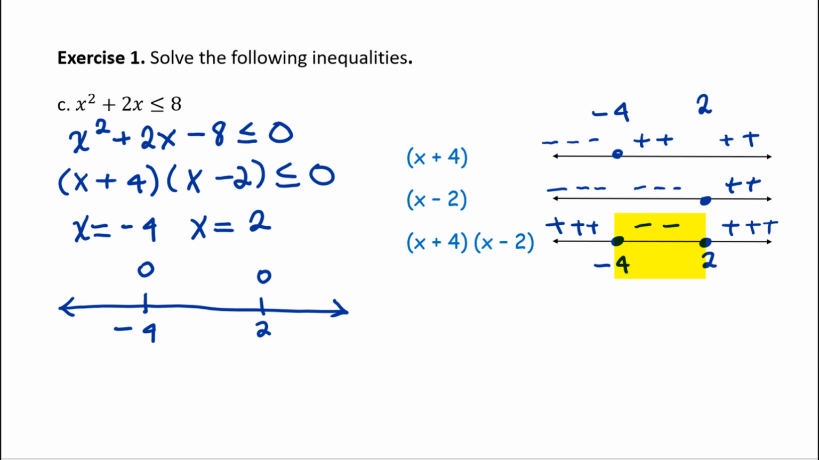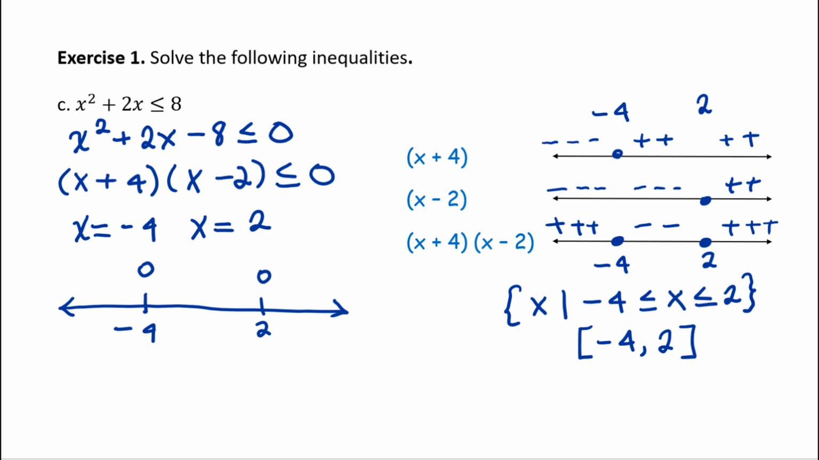So the answer in set builder notation would be the set of x such that negative 4 is equal to or less than x is equal to or less than 2. And in interval notation, you use the bracket to indicate that the endpoint is included. So a bracket, then negative 4, comma, 2, then bracket.